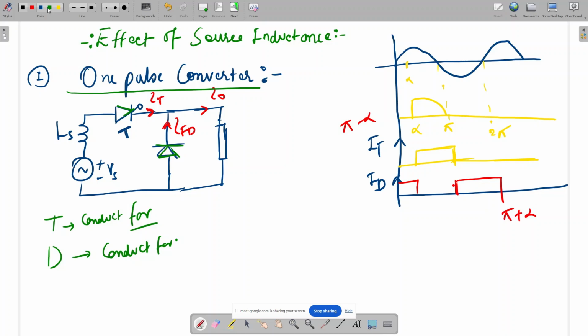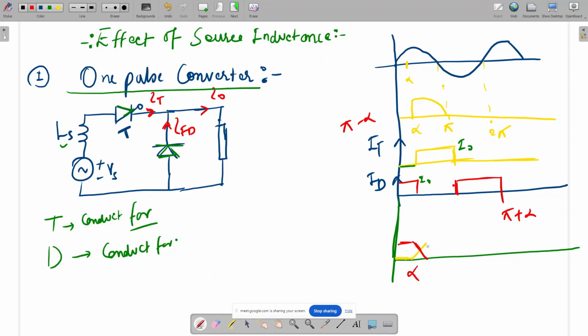But what will happen due to the source inductance? Inductance doesn't allow a sudden change in current. So the thyristor current cannot go instantaneously from 0 to I naught, and this one cannot directly go from I naught to 0. Due to the source inductance, a kind of overlapping will happen. I'm drawing both currents together. Let's say this is the thyristor current, and the diode current also happens like this.